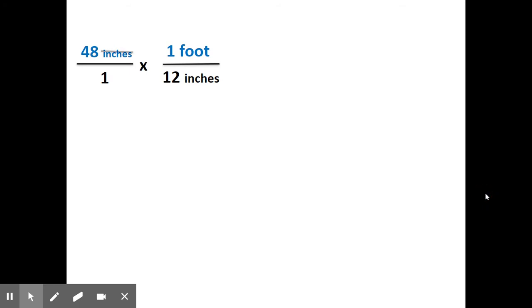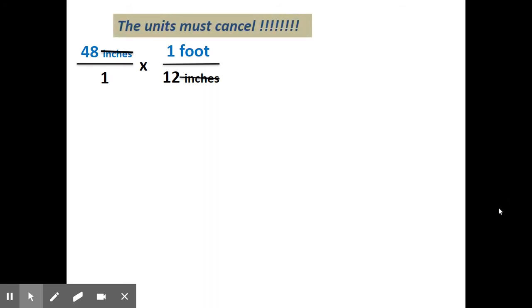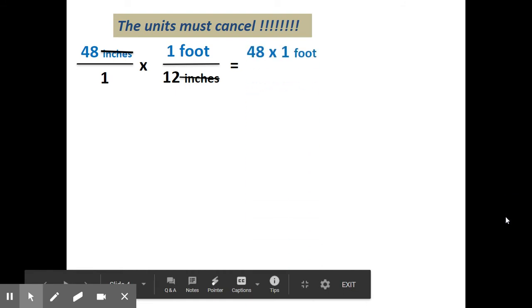The thing that we really have to worry about is we have to make sure that inches is going to cancel on top and bottom, because the whole point is we want to get rid of that. We could actually cross cancel the 12 and the 48, but if we didn't know how to do that, we'll just multiply across. And we're going to get 48 times 1 foot over 1 times 12. We then get 48 over 12, which is 4 feet. And the feet is still in the numerator, so it's still in our answer.